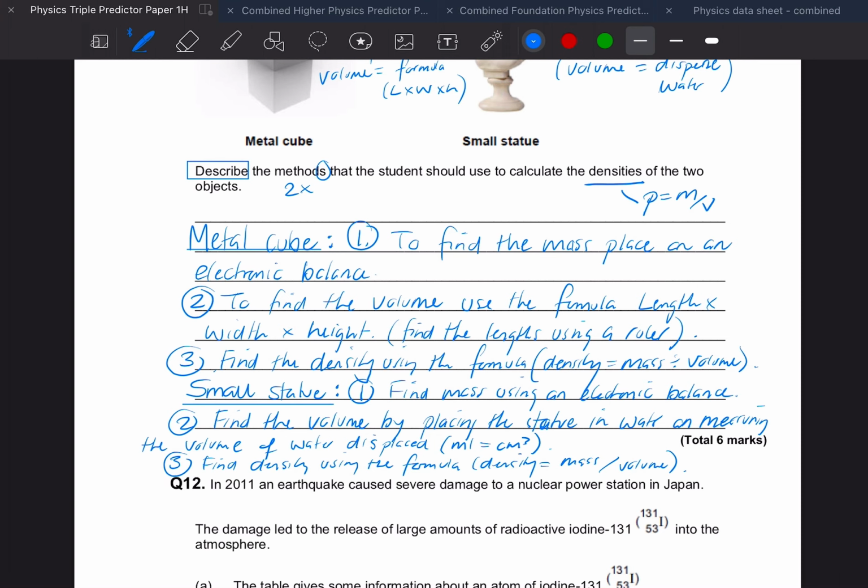You could have, in the small statue, rather than saying just place it in water and measure the amount of water displaced, talked about the Eureka can, putting it into the Eureka can and getting a measuring cylinder underneath and measuring the amount of water that comes out of the can. It's the same. It's just how much is displaced. As long as you are saying that you are going to put it in water and measure the amount of water displaced, and that 1 milliliter of water is equal to 1 centimeter cubed, that's absolutely fine. All right, we've got that one, and on to our last question, question 12.